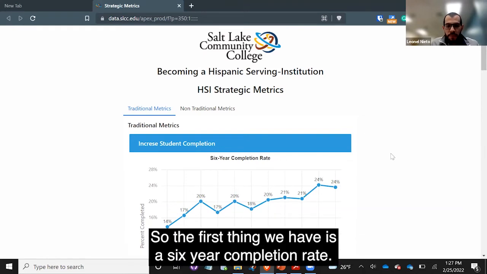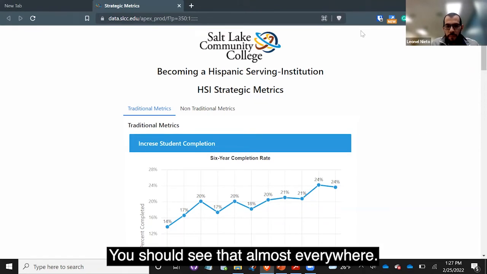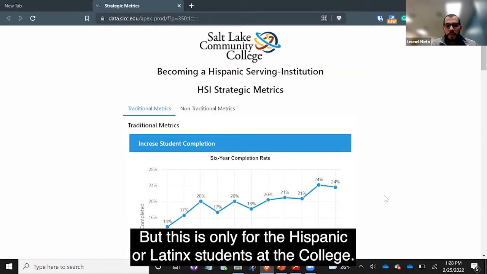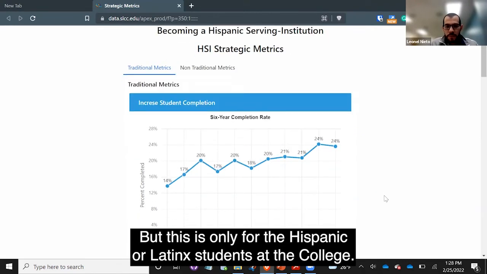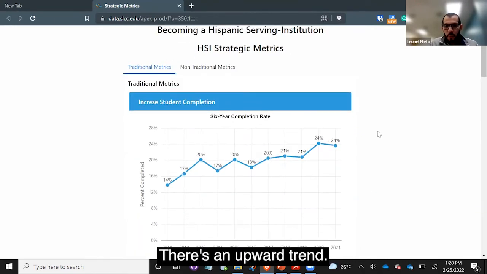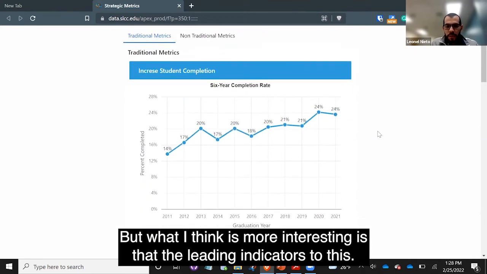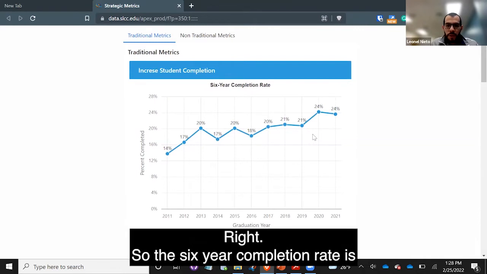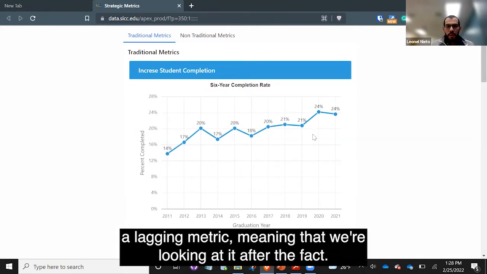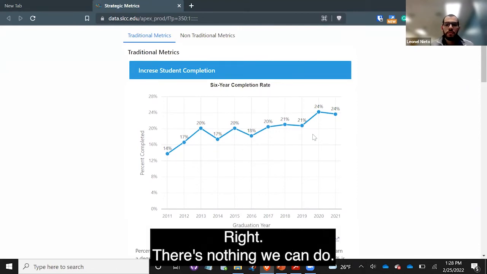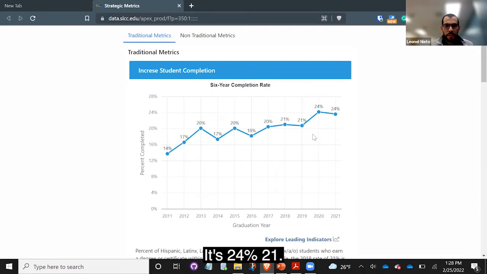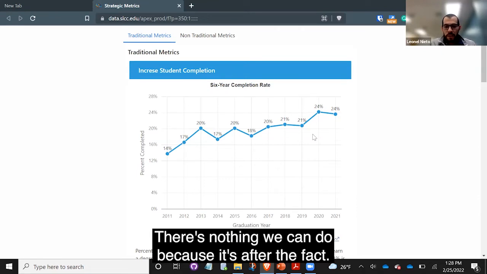So the first thing we have is a 6-year completion rate. You should see that almost everywhere. But this is only for the Hispanic or Latinx students at the college. There's an upward trend. But what I think is more interesting is the leading indicators to this, right? So the 6-year completion rate is a lagging metric, meaning that we're looking at it after the fact, right? There's nothing we can do. It's 24%, 2021, there's nothing we can do because it's after the fact.